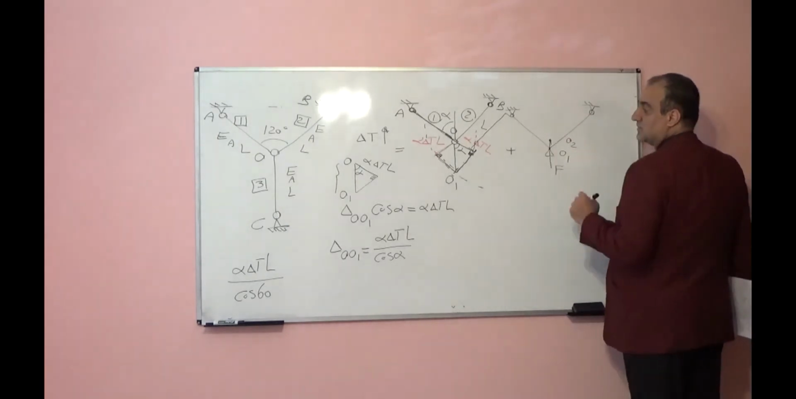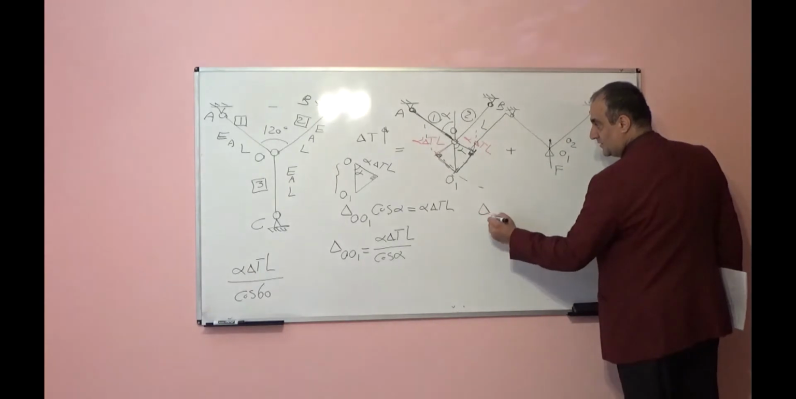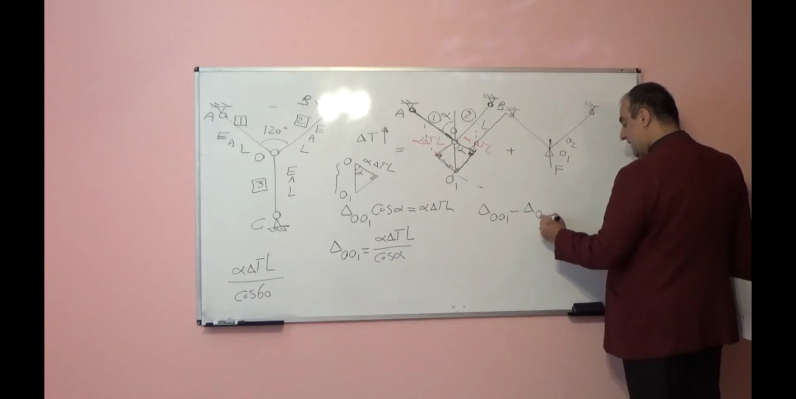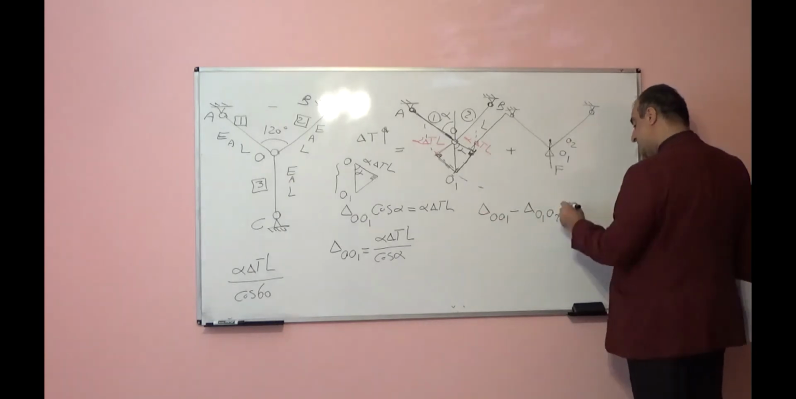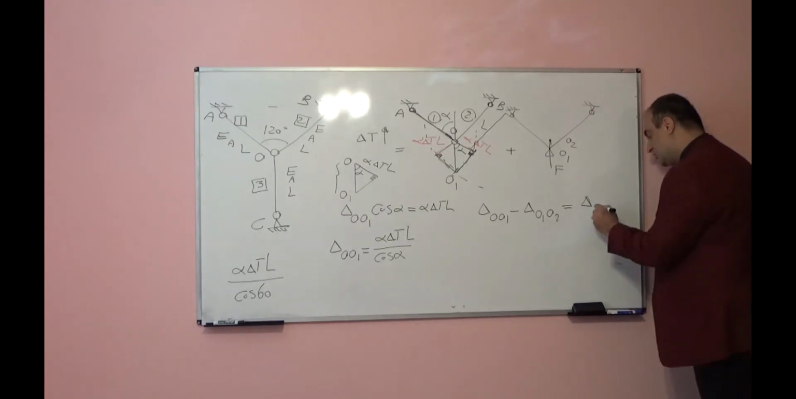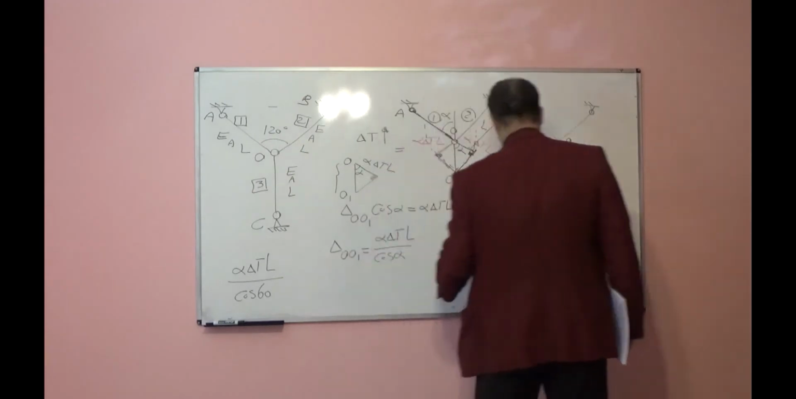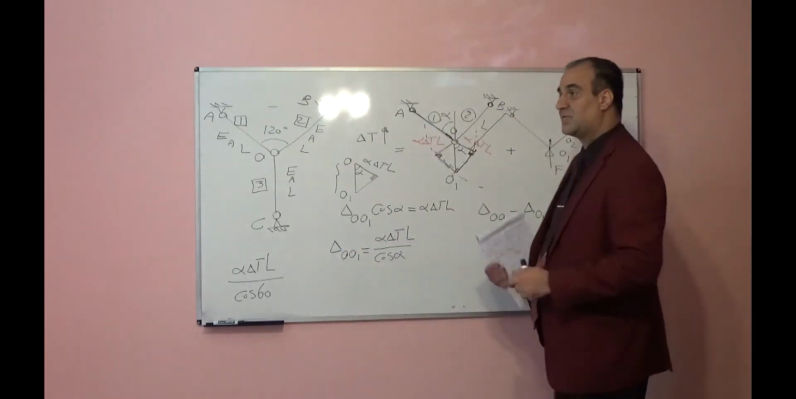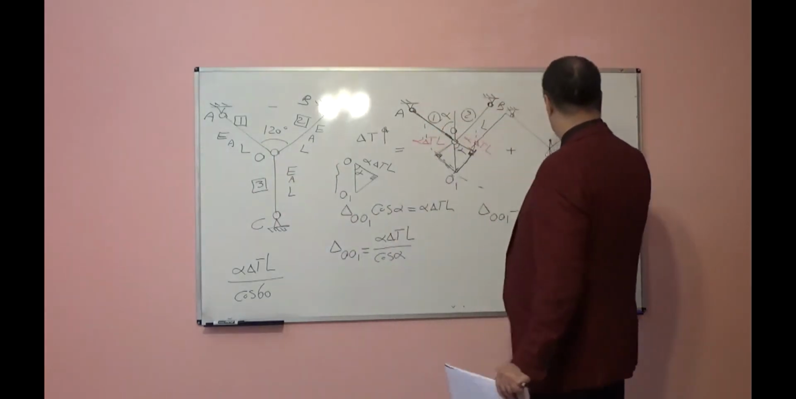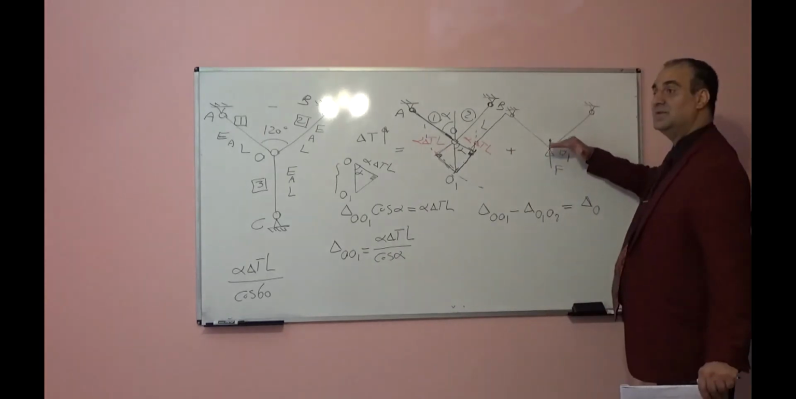So total deformation will be delta O1 minus delta O1 O2. This one is equal to deformation of point O. Now delta O1 I calculated. If internal force inside of this member is F, because of this external force, how much will point O1 move up?